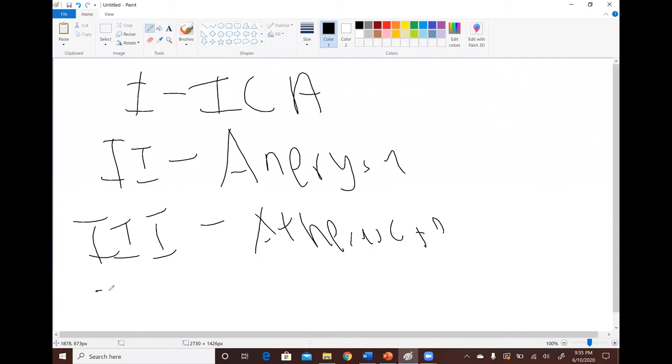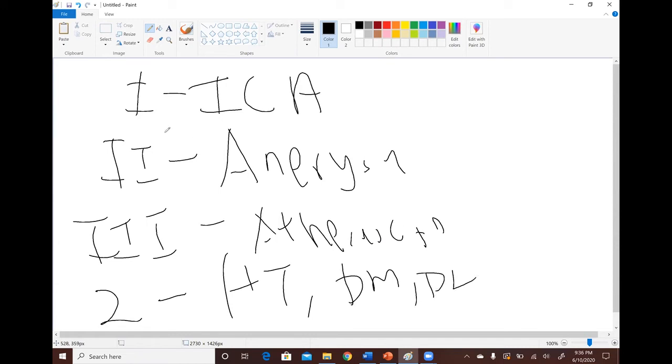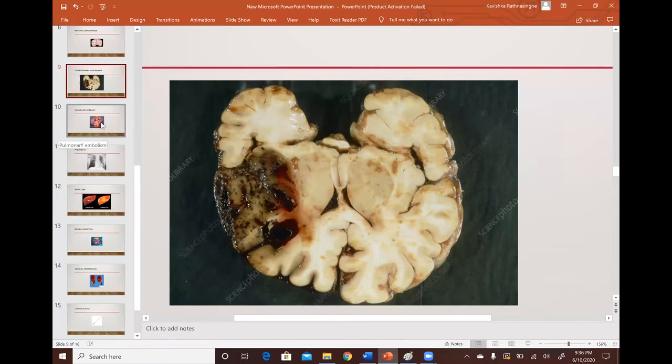And then the part 2 of this WHO format, what are the other comorbid conditions which contributed to this? You can write hypertension, diabetes mellitus, and dyslipidemia. Okay, so that is how you write the cause of death in this particular patient.